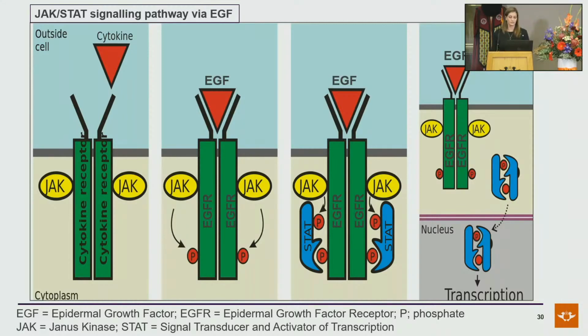EGF binds to its receptor, EGFR, and this induces receptor dimerization, meaning the membrane proteins move laterally towards each other within the cell membrane. There is also autophosphorylation of JAK2, which means a phosphate group binds to JAK, activating it. When this happens, STAT1 and STAT5 will get phosphorylated, or activated. They will dimerize, meaning they will come together, and then they will translocate, or move, to the cell nucleus, where they will stimulate the transcription of various genes.